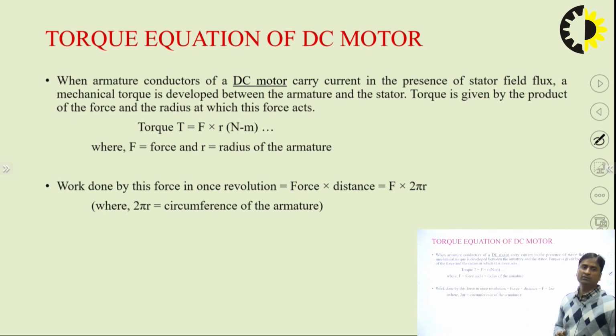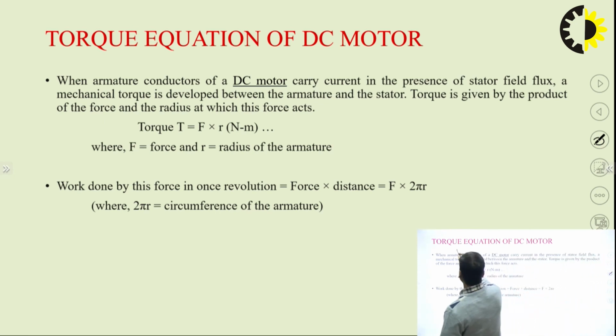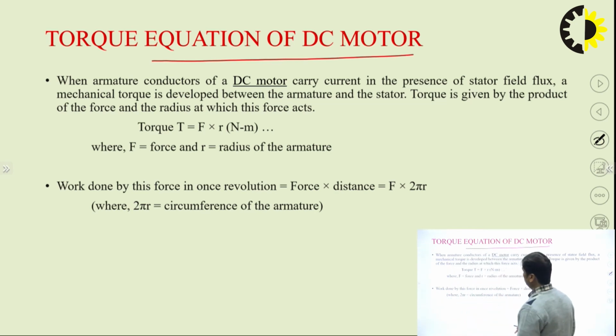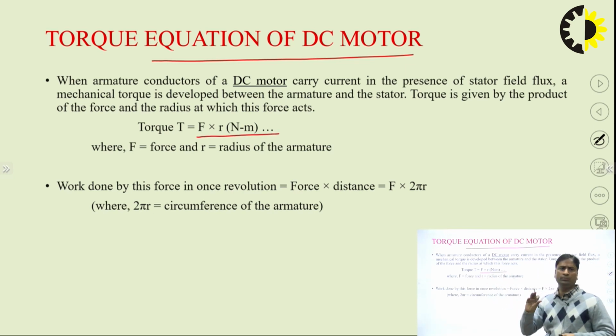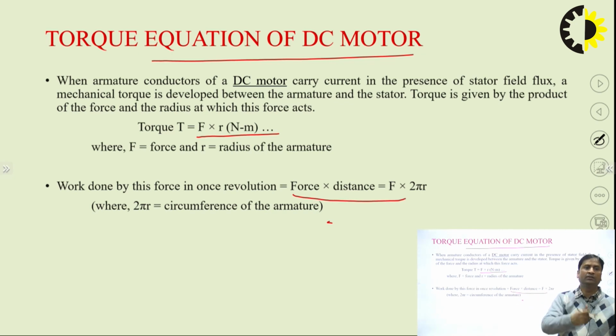So after this, since we are talking about the torque, let us discuss the torque. What is the torque equation of the DC motor? In general, the torque is nothing but force times the radius of the armature. Suppose the radius of the armature is R. The work done by this force is given by force into distance, and the distance is the circumference, that is 2 pi r. So force into distance is the work done.